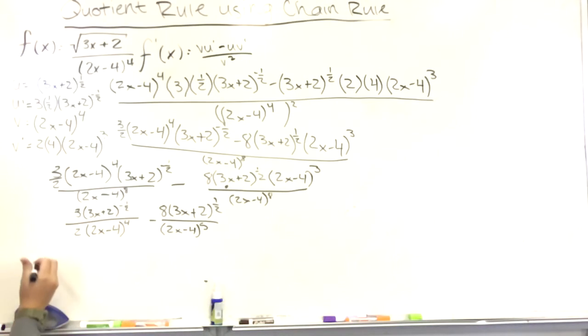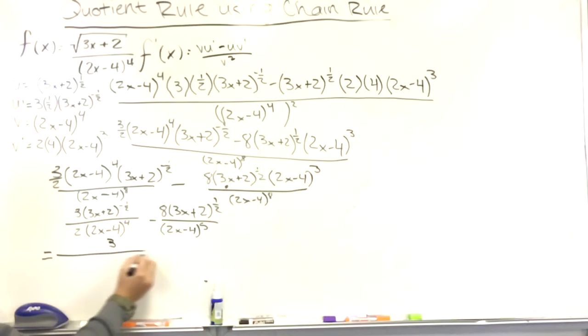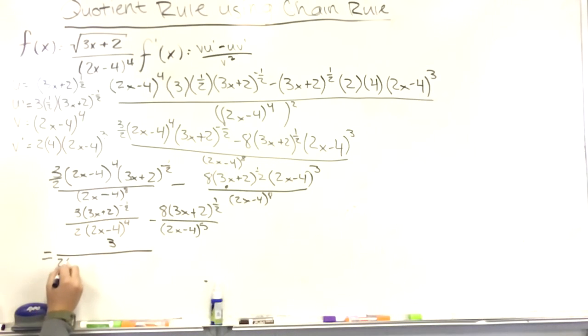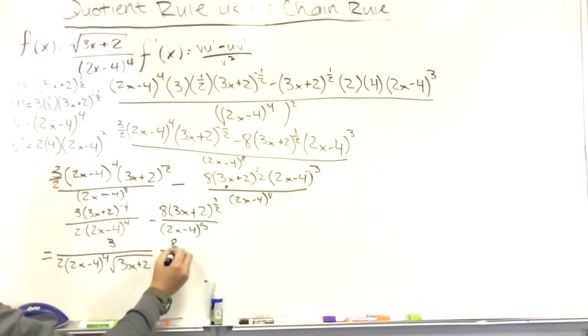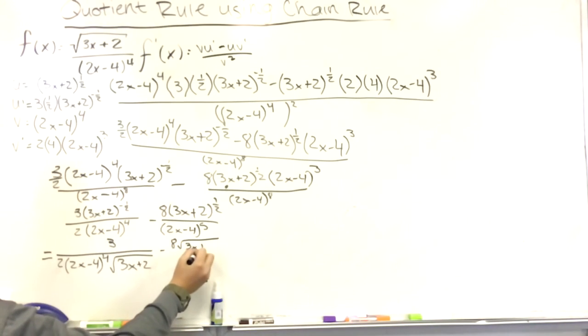And now we're able to do some simplification. We're going to have 3 on the top over 2 times 2x minus 4 to the 4th. And then 3x plus 2 to the minus 1/2 will move to the bottom with a radical because the exponent's negative. And this will all be minus 8 plus the square root of 3x plus 2 over 2x minus 4 to the 5th.